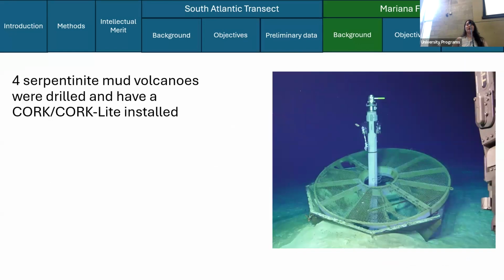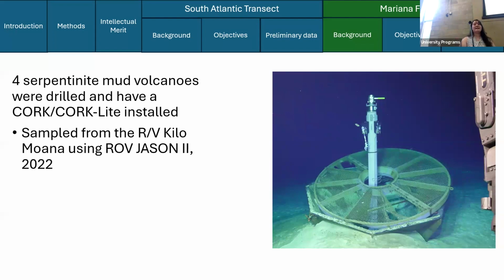We drilled 4 serpentinite mud volcanoes, and each of them has a CORK or CORK-lite installed, and that stands for circulation obviation retrofit kit. And what that is, basically, is a giant metal straw that has been stuck inside of a drilled borehole down into the seafloor. And what it allows us to do is access deeply sourced fluids without being contaminated by seawater.